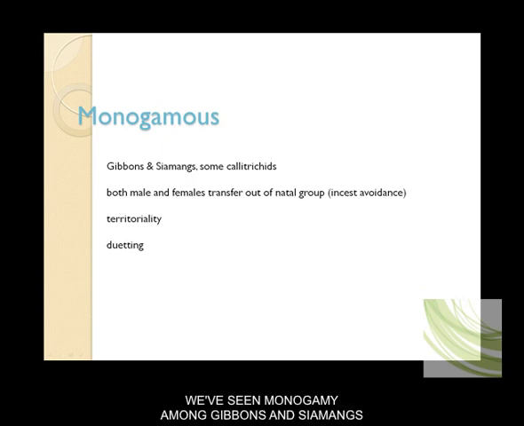We see monogamy among gibbons and siamangs and some of the callitrichids, which were the marmosets and tamarins. This means that both the males and the females transfer out of their natal group, or the group that they were born in, which in part helps them avoid incest by keeping them away from their close relatives. Monogamous animals tend to be pretty territorial, and one of the ways that gibbons and siamangs deal with this is by duetting, which is singing together in a chorus at dawn and several times throughout the day to let each other know where they are, but also to let other groups know where they are so that they don't encroach on their territory.